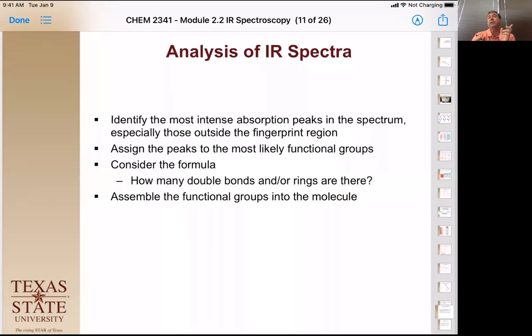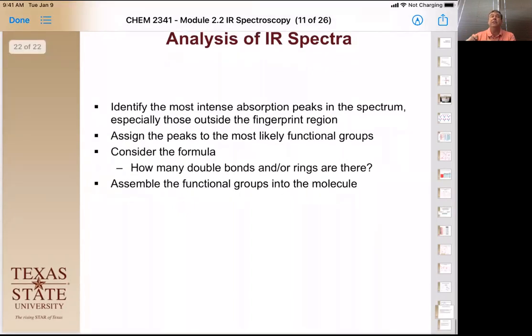Do we have a hydrogen above 3,000? Do we have that peak at 1,600? Start looking for the different things. And then by assembling your functional group to make sure that all of the intense peaks are included in that functional group, you should be able to identify that. Okay, so I think that's my last slide on this.